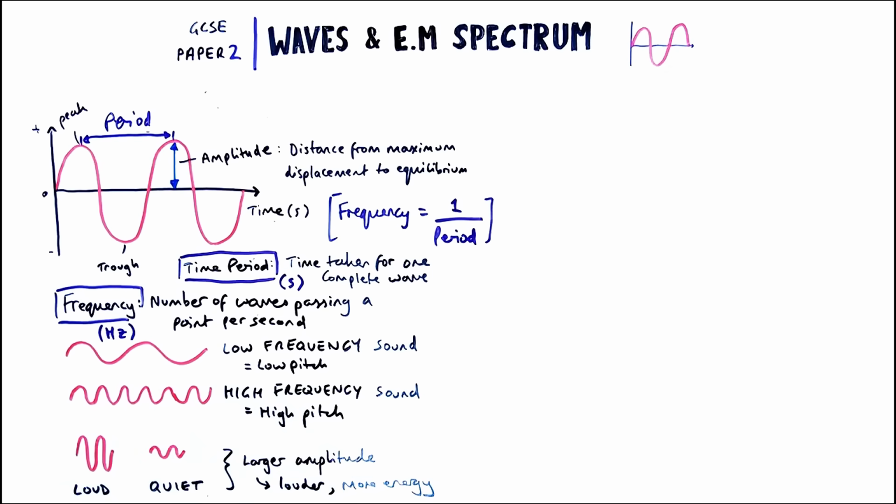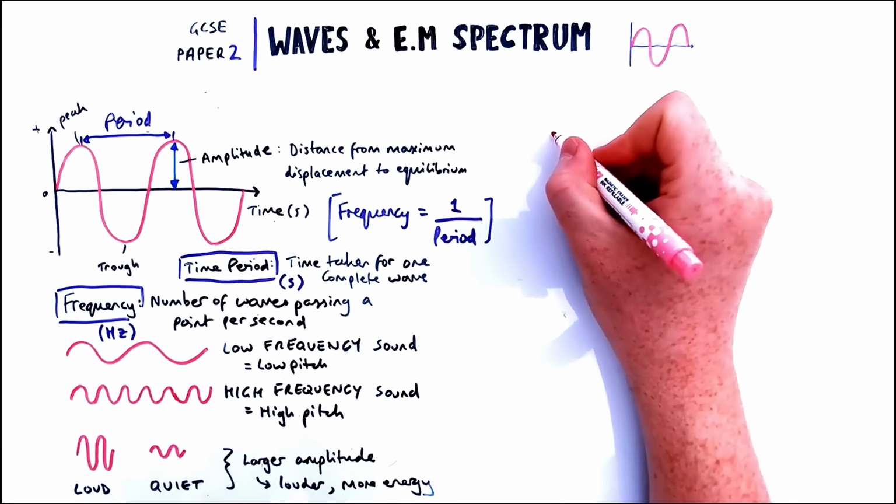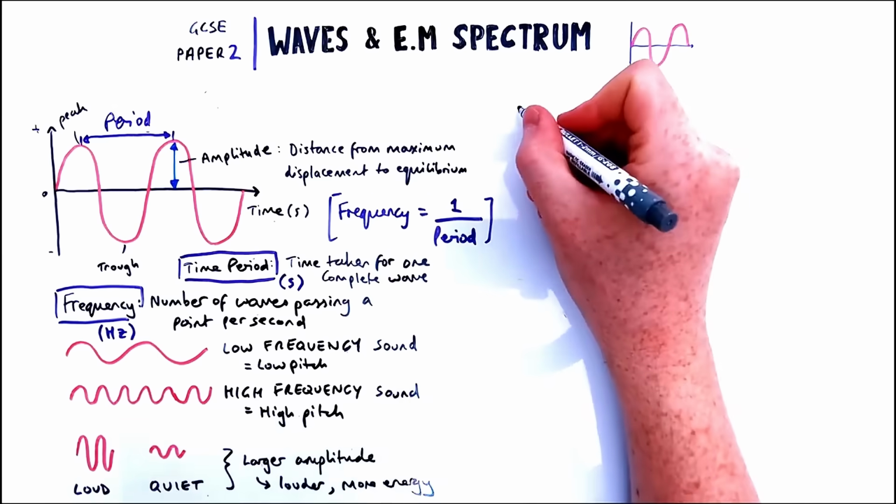So what this tells us is that the higher the amplitude, the more energy a wave has. In a sound wave, that corresponds to volume, but it could be brightness for light or anything like that, but a higher amplitude means more energy.